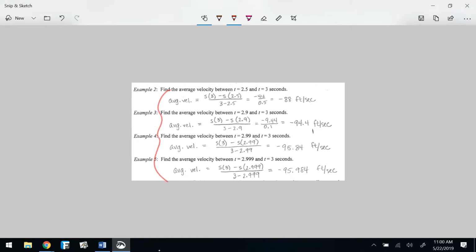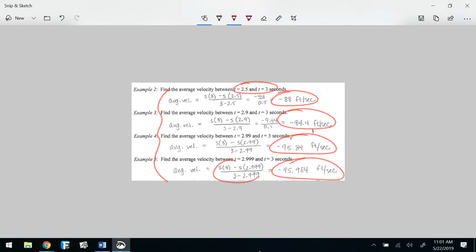If I were you, I'd hit pause and write all these down. But if you notice, when we close that gap between 3 and what we're comparing it to, or trying to find the average rate of change between, these values get closer and closer to something. And that's the whole idea of what we call a limit. As you get closer and closer to 3, you close that gap. That's darn near 0 over 0, right, class? But I'm getting this average rate of change of negative 95.984 feet per second.